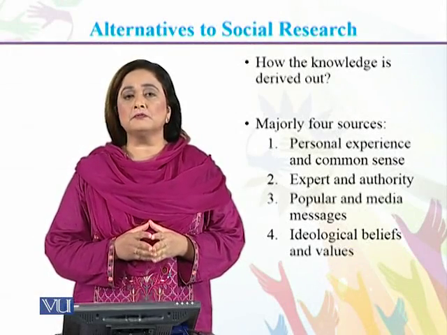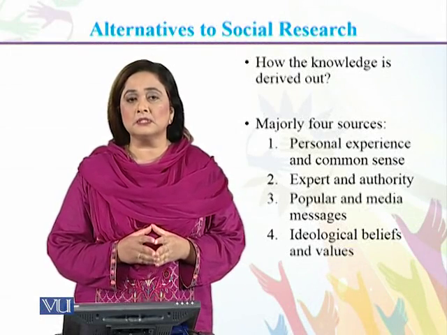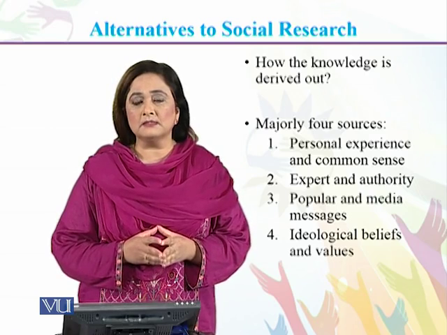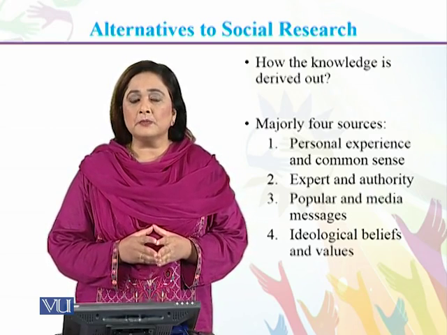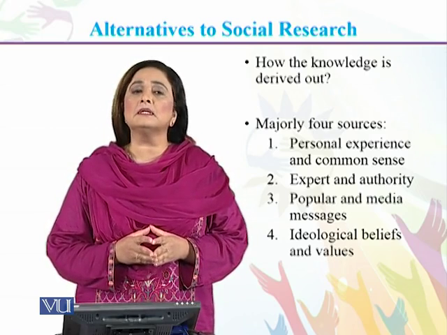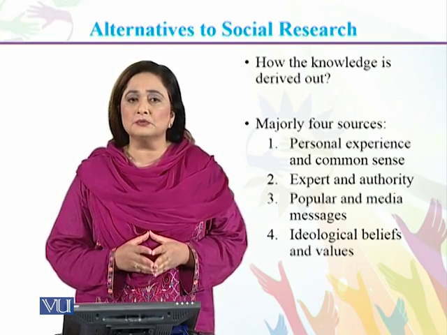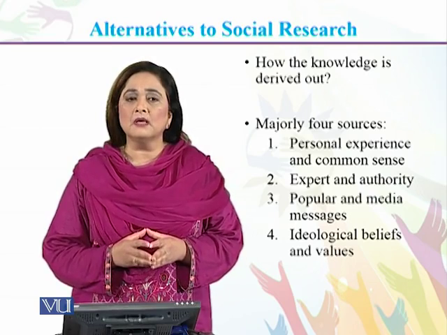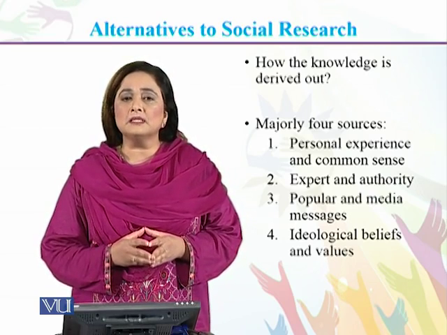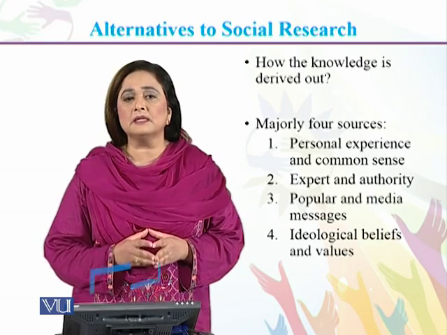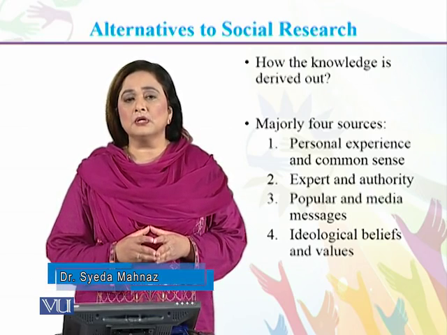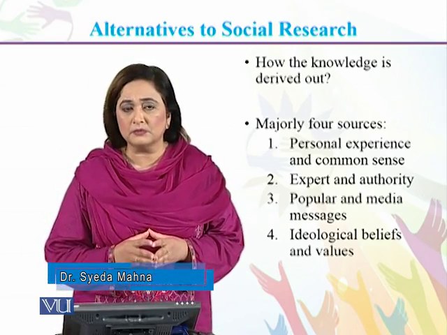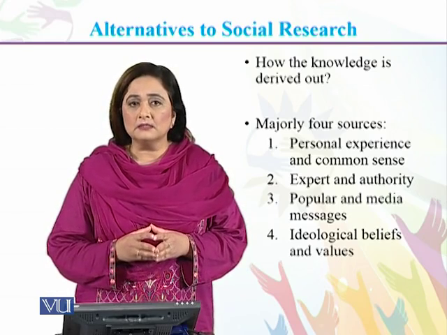As students, we have talked about social research, that this is a systematic investigation to explore and gather the facts. But it is also discussed that there are other alternatives to social research through which we can get knowledge and information. And if we see how knowledge is derived, we can see that there are four major sources through which we derive knowledge and information about our universe and the society.